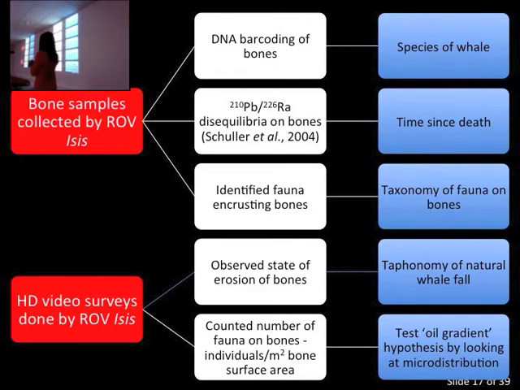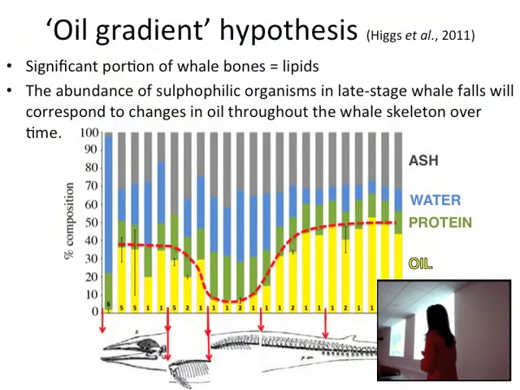And lastly, I wanted to count the individual number of fauna on each bone, and then work out the individuals per meter squared of bone surface area. With that, I would then be able to look at the abundance of each type of animal on each bone going through the whale skeleton, giving me an estimate of microdistribution. And using that, I'd be able to test something called the oil gradient hypothesis. Still with me? Unfortunately, the time since death didn't work, so we're not going to talk about that. But we're going to talk about everything else.